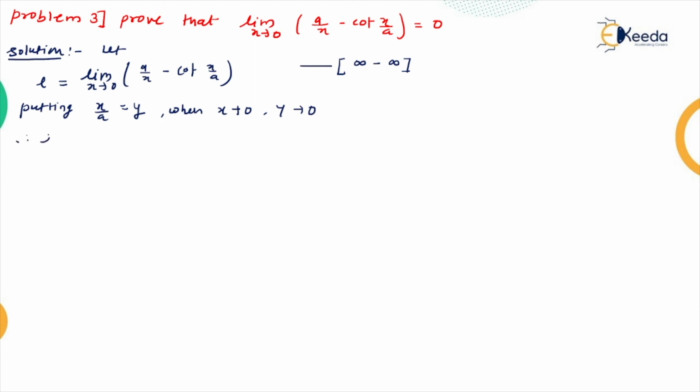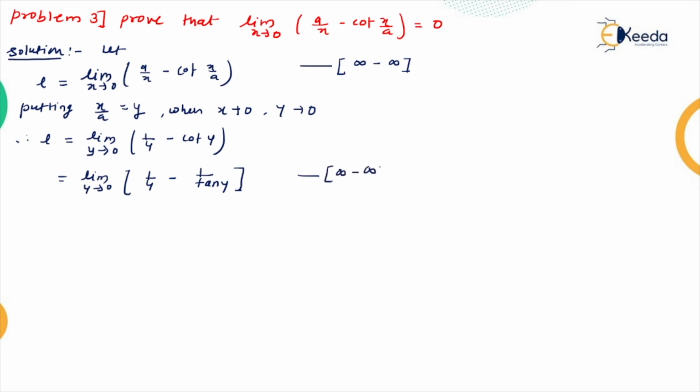Therefore L equals limit as x tends to 0, meaning now y tends to 0. Now a by x is nothing but 1 upon y. I hope you understand this. This is 1 upon y minus cot of y, as the limit y tends to 0. Now this is totally converted into y. Cot y can be written as 1 upon tan y, the reciprocal of tan y. So again it takes the infinity minus infinity form.